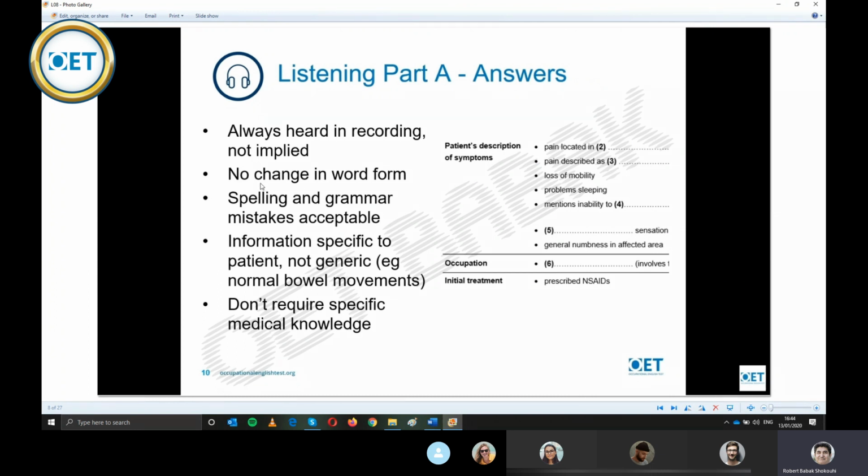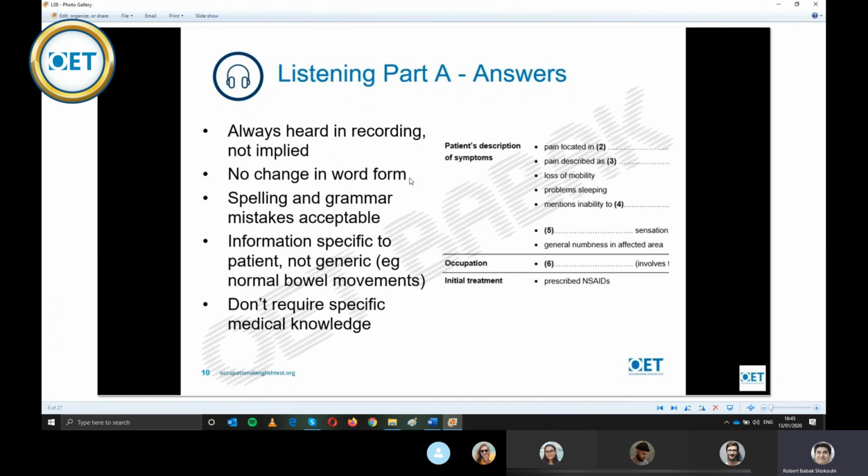And there's no change in the word form. Okay? You remember in reading we had the same thing. You need to hear the exact word without any change. For example, a noun doesn't change to a verb, or a verb doesn't change to a noun or adjective. So it's exactly the same word.